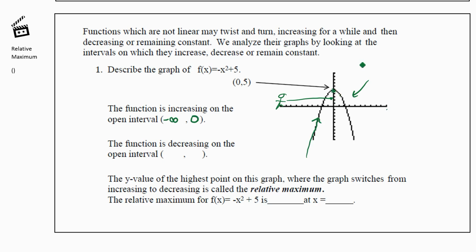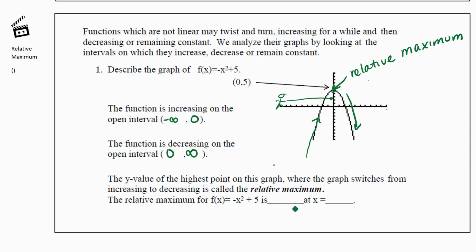And then we have our highest point. And that highest point, wherever we have the top of a hill, is called a relative maximum. Okay, and after that, we start decreasing. We're going down from 0, if we're walking along here, all the way to infinity.